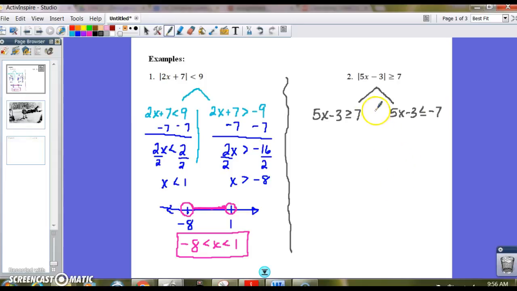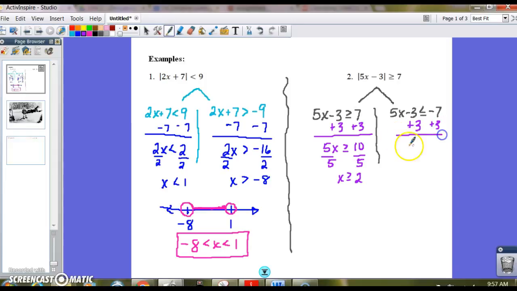Okay, now I'm going to solve these two inequalities. So the one on the left, I'm going to add 3 to both sides. I end up with 5x is greater than or equal to 10. And then I'm just going to divide both sides by 5, and I get x is greater than or equal to 2. Over here, when I add 3 to both sides, I end up with 5x is less than or equal to -4. -7 plus 3 is -4. Divide both sides by 5, and I end up with x is less than or equal to -4/5.